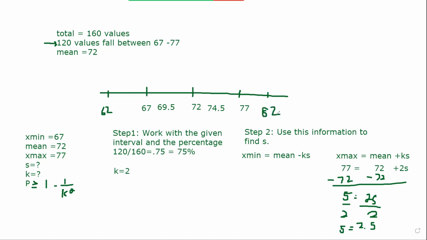But now I want to know the percentage between 62 and 82. I want to know the percentage from here to here. Okay. So step three is I'm going to use this idea again: x max is equal to the mean plus ks. I don't know k. This is a different k because it's a different interval. But once I get that, then I can plug it in. So I'm going to say step three.